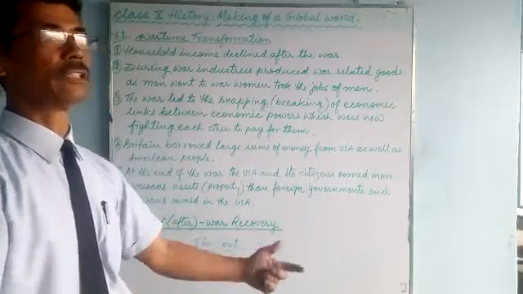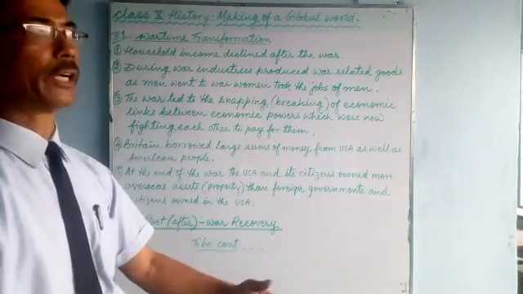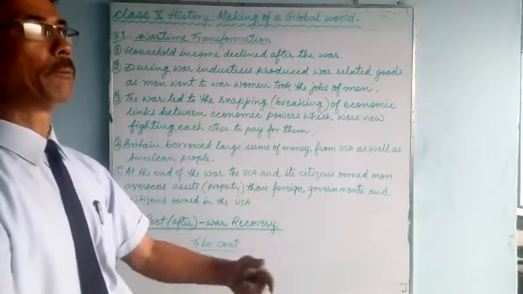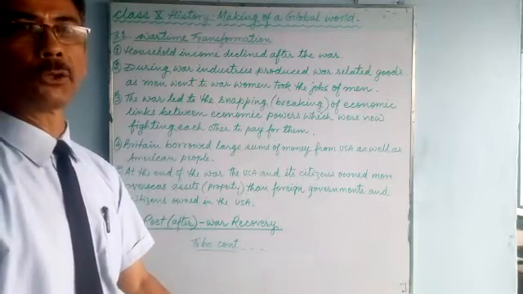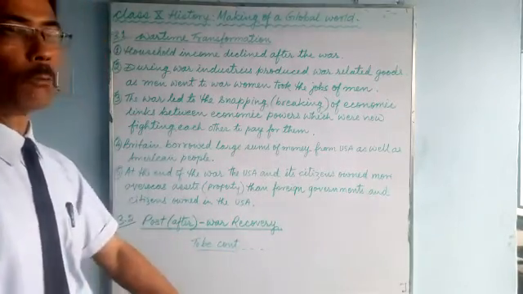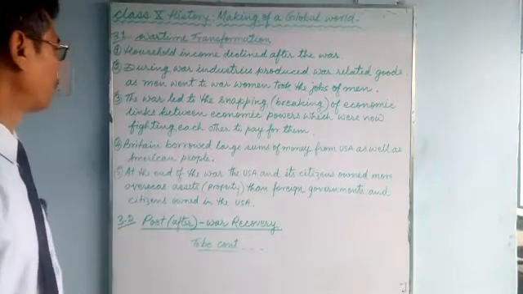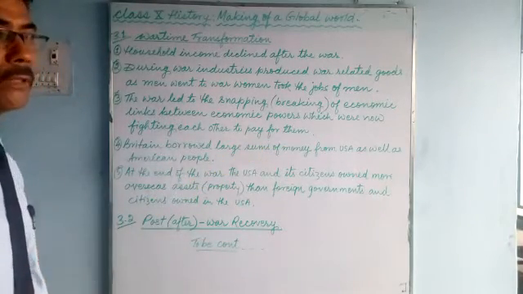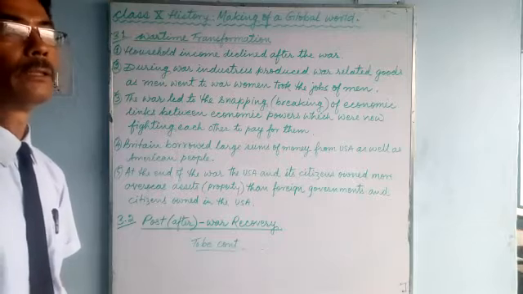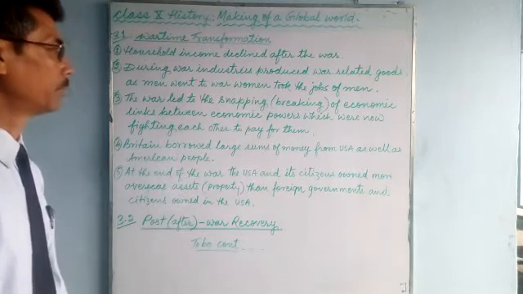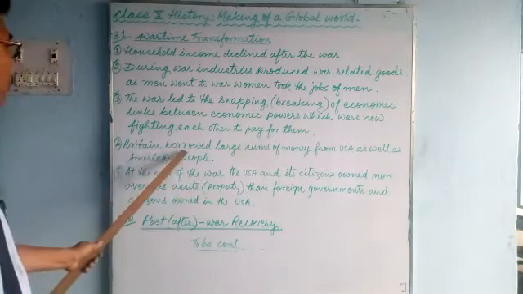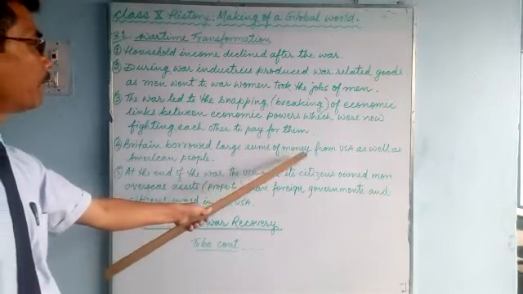Everything, all the infrastructure, all the industries were destroyed, even the agricultural fields were bombarded, and they were not fit for growing crops. They had no money, so they were fighting each other to pay the money which they borrowed during the wartime. Britain borrowed large sums of money from USA.